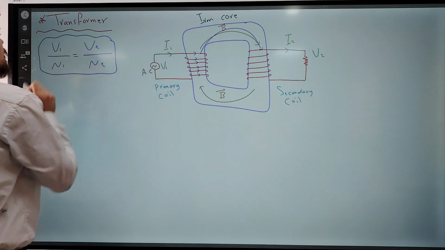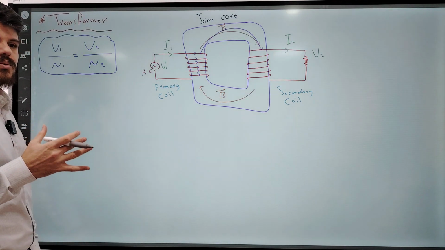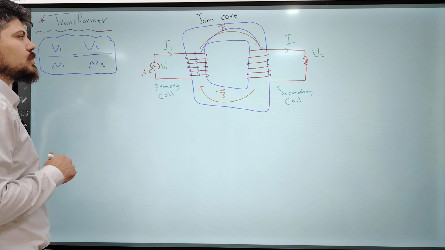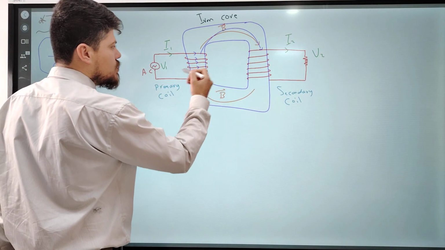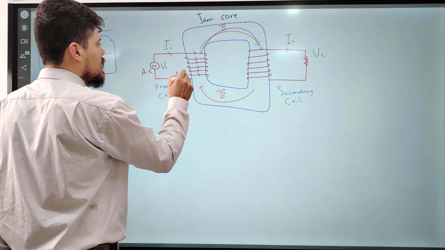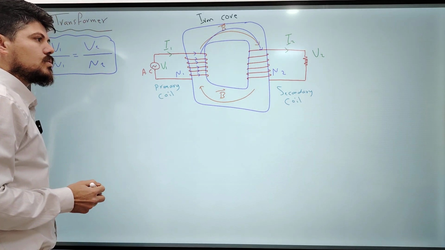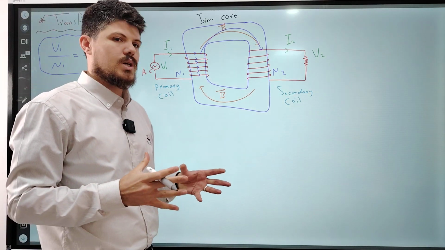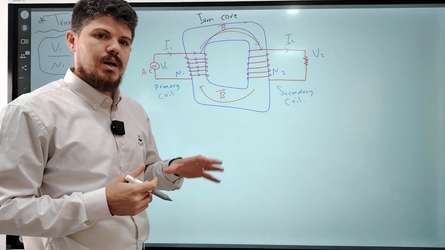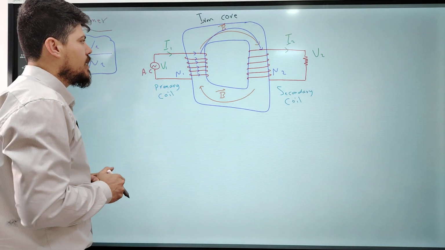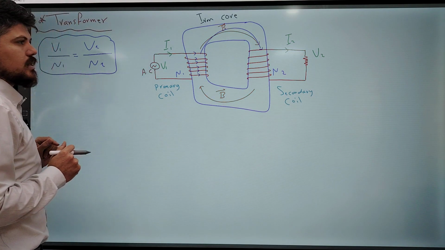So this equation can be used for the transformer to calculate the input potential difference or output potential difference. In a transformer we have 2 coils, primary coil N1 and secondary coil N2. We have 2 types of transformer: step up transformer and step down transformer. I will explain in detail, but at first I would like to prove this equation.